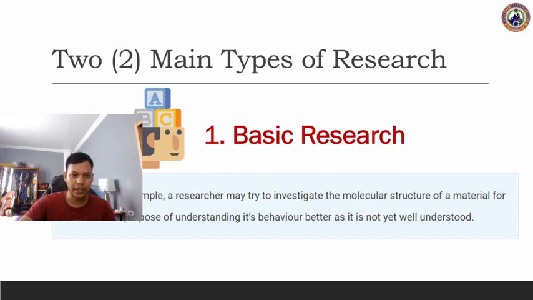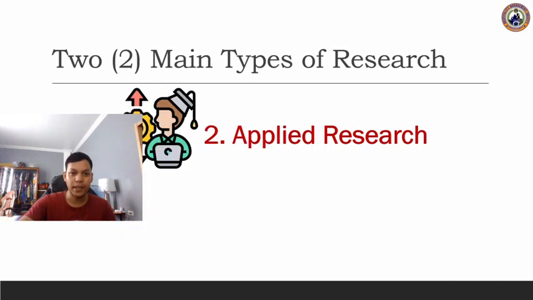Okay, as you can read in this example, the output of this research is not to solve problems, but only to have a better understanding of the behavior. Okay, basic research.